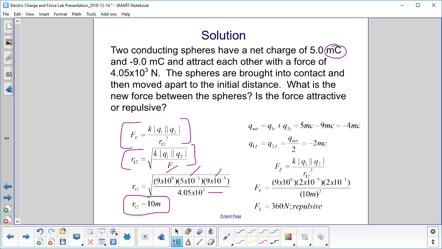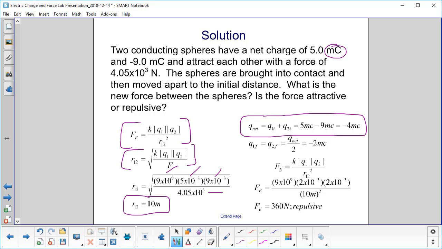What do we do next? We have to find the charge on each sphere. Well, our net charge in the beginning, which will have to be the net charge at the end due to conservation of charge, is 5 millicoulombs minus 9 millicoulombs, which is a negative 4 millicoulombs.